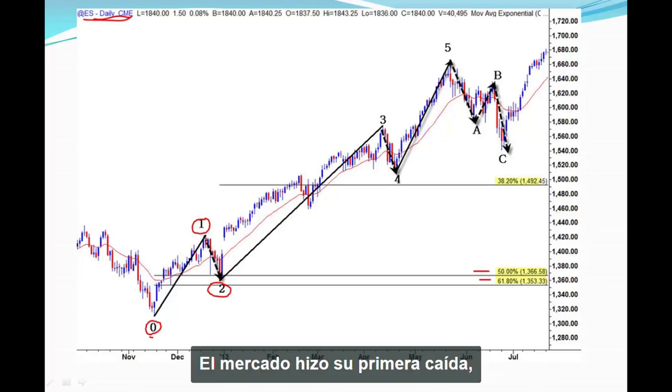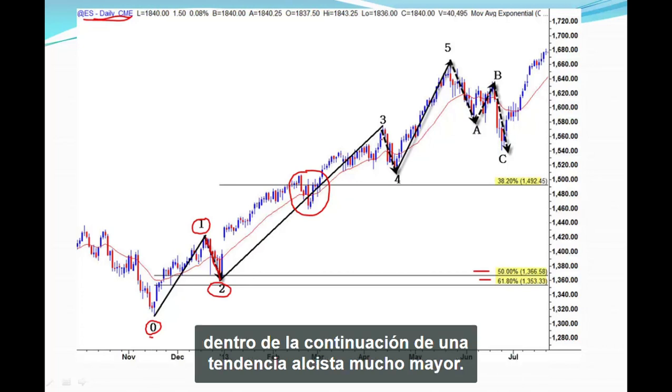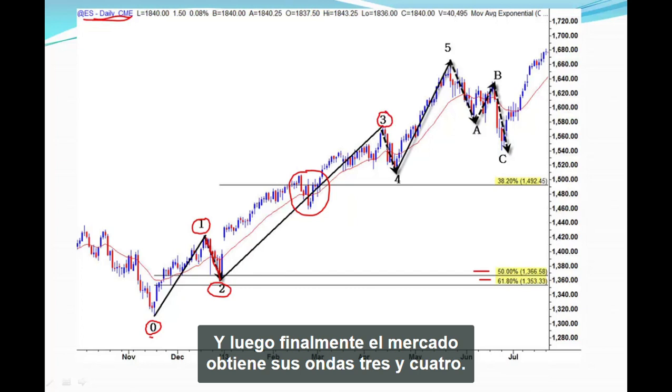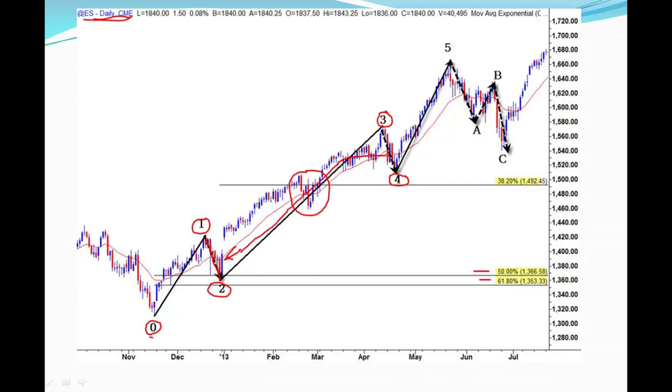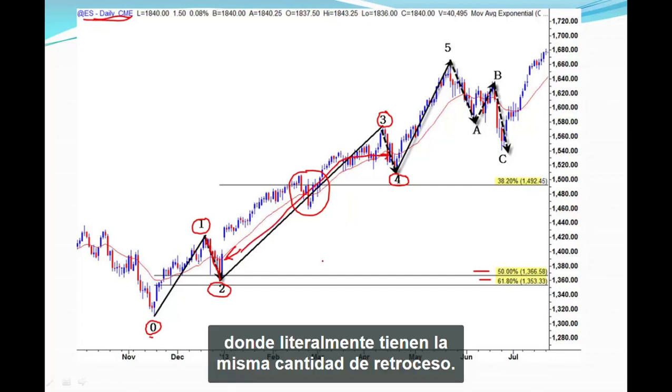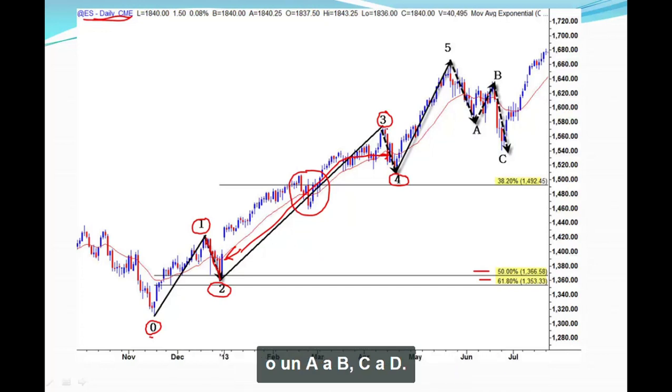So the market did its first dip and then started its journey much higher. Now you did have an interruption right here, and we could look at that as maybe a minor wave within the continuation of the much larger trend up. And then finally the market got its 3 to 4 wave. And this right here and this were literally almost the same exact amount of retracement. So that would qualify it as a 3 to 4 or an A to B, C to D.